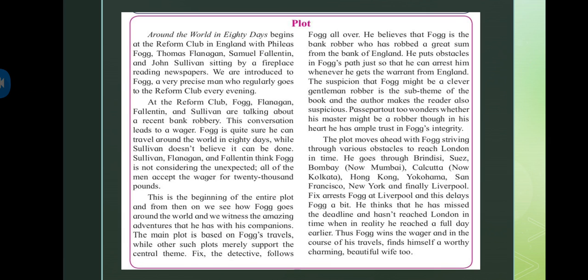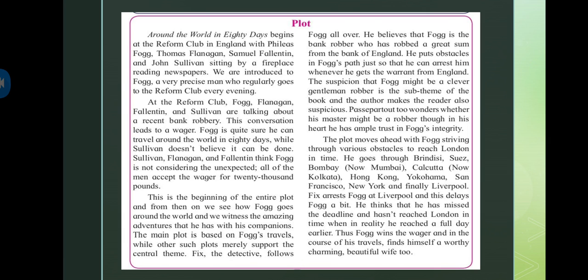The plot moves ahead with Fogg striving through various obstacles to reach London in time. Then he goes through Brindisi, Suez, Bombay, New York, and finally Liverpool. So these are the places which he traveled on his journey. And then Fix arrests Fogg at Liverpool, and this delays Fogg a bit.